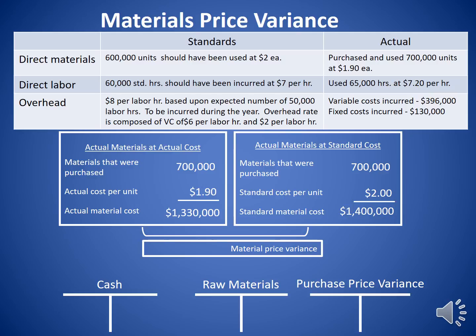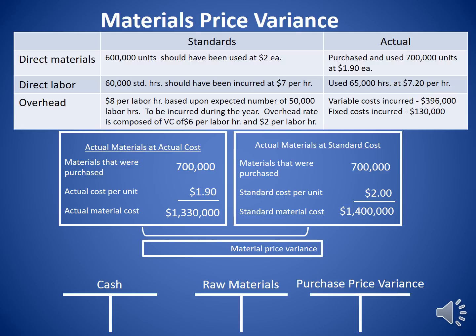Direct labor: our standards for our level of production say we should have used 60,000 hours and should have paid $7 an hour for that labor. Actually, instead of 60,000, we used 65,000 hours at $7.20 an hour. So we actually spent more in this case.